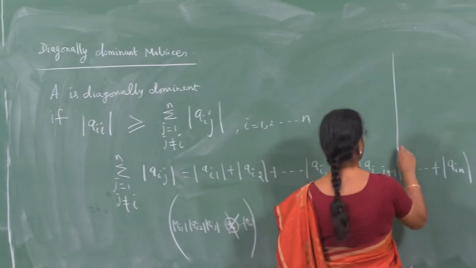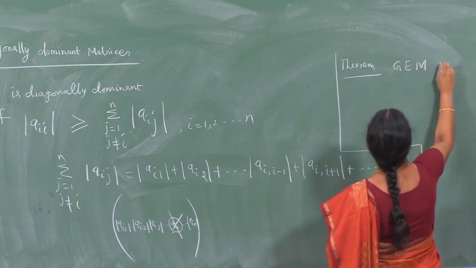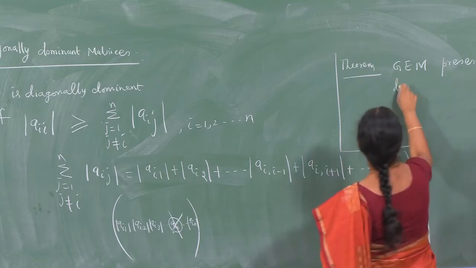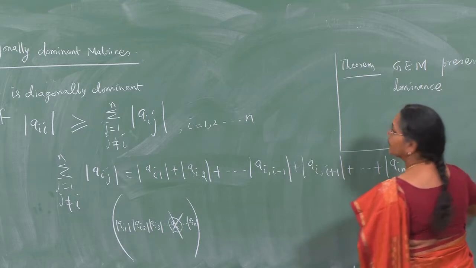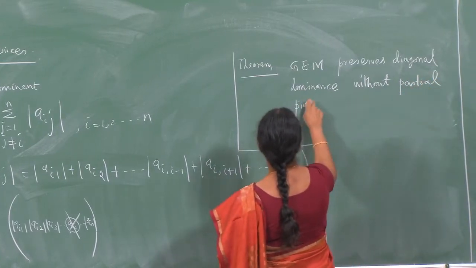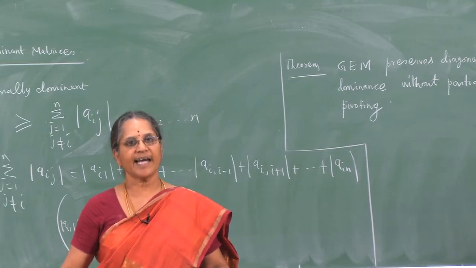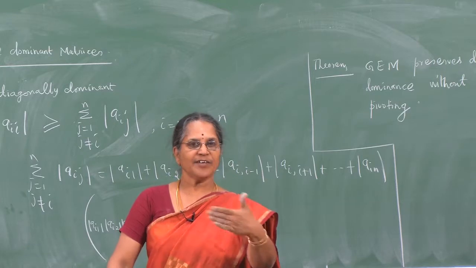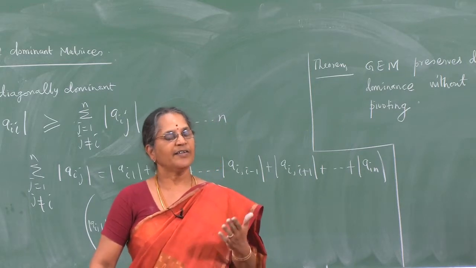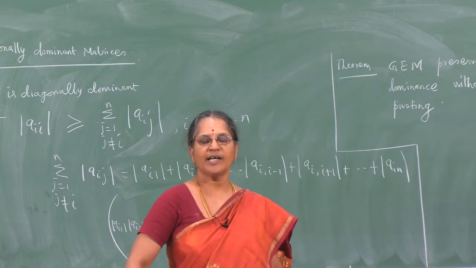So, we have the result which tells us that Gauss elimination method preserves diagonal dominance, without partial pivoting. So, if the given system Ax is equal to b is such that A is a diagonally dominant matrix, then application of Gauss elimination method preserves this property of the system throughout, and you can safely use Gauss elimination method without partial pivoting in such cases. That is what the result says.